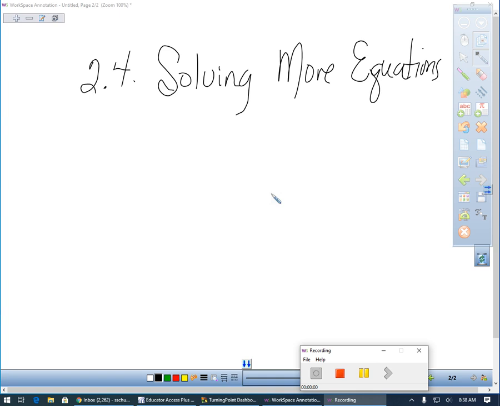Solving more equations. Now, your equations can have variables on both sides, all our different steps. But what I really want to talk about is today you're going to run into some special cases. Everything we do in algebra always has something that doesn't fit what's supposed to happen. So it's special. Okay?